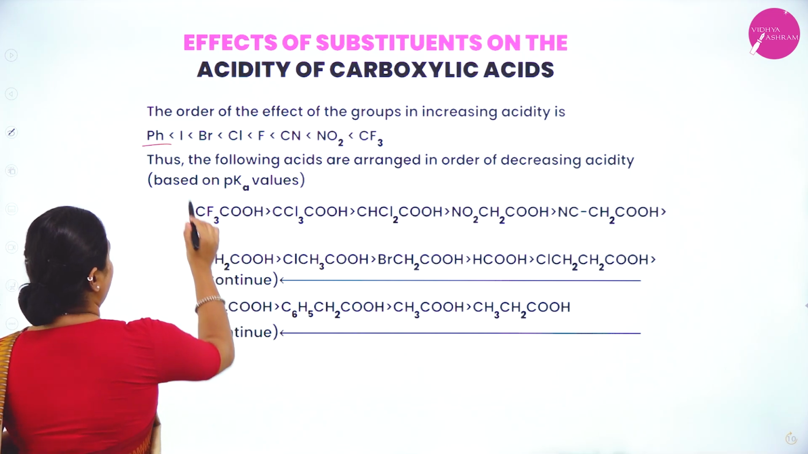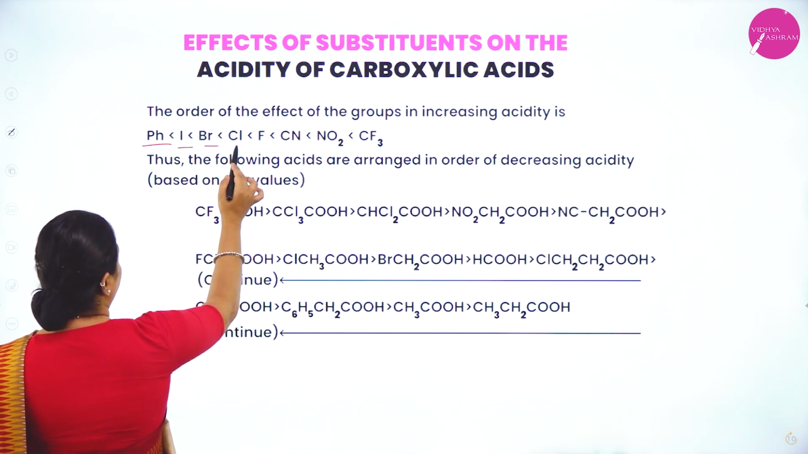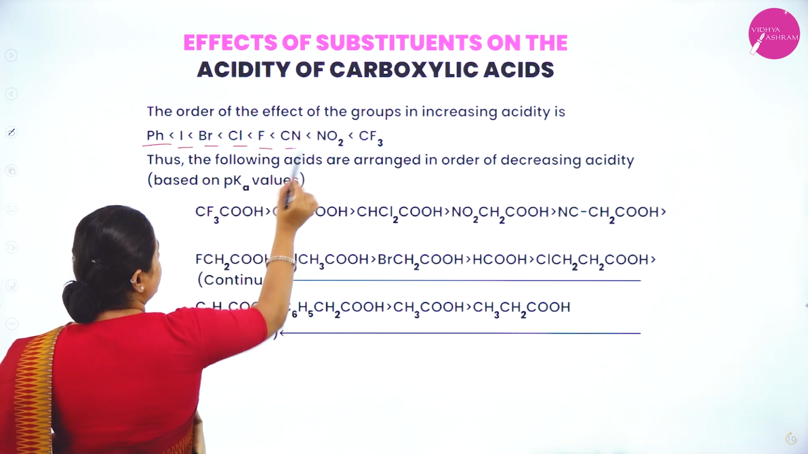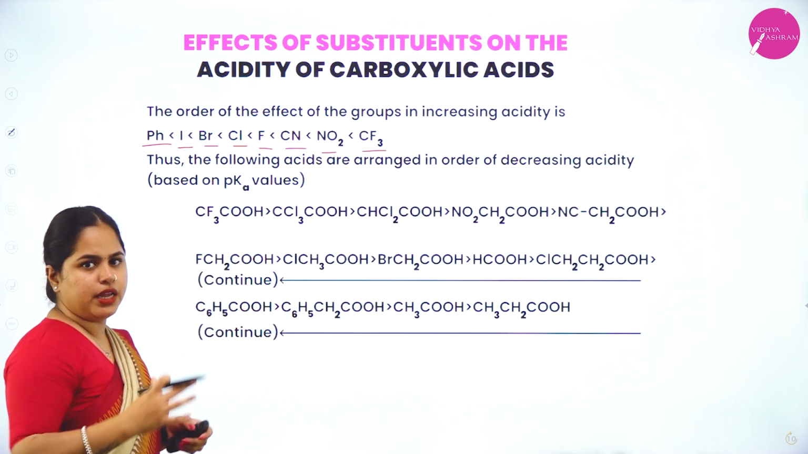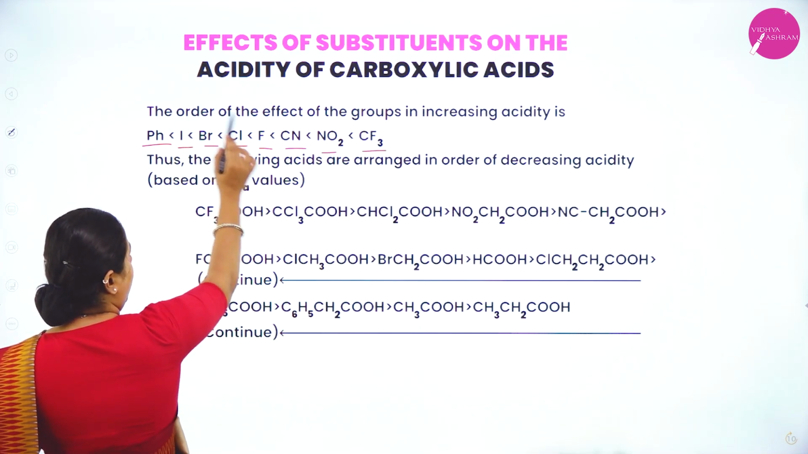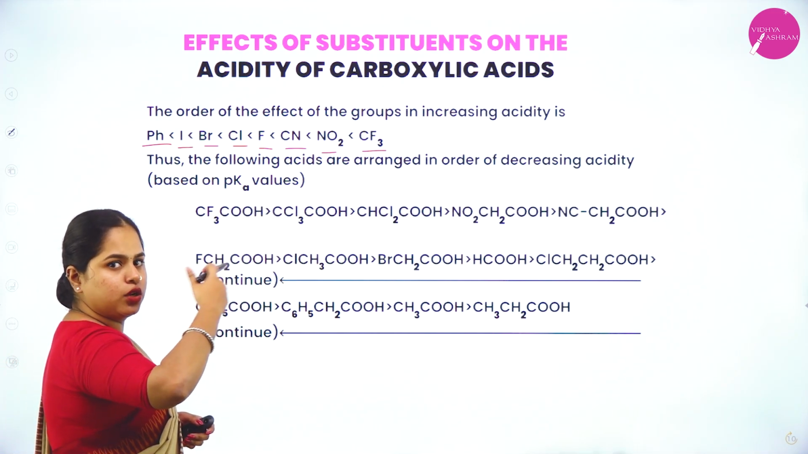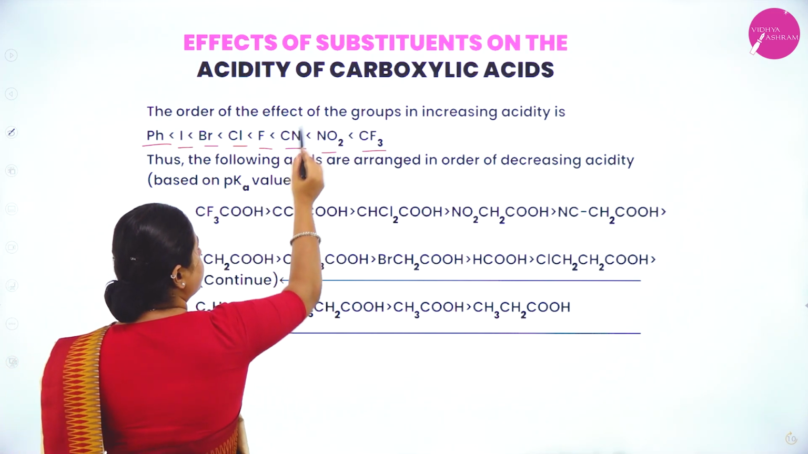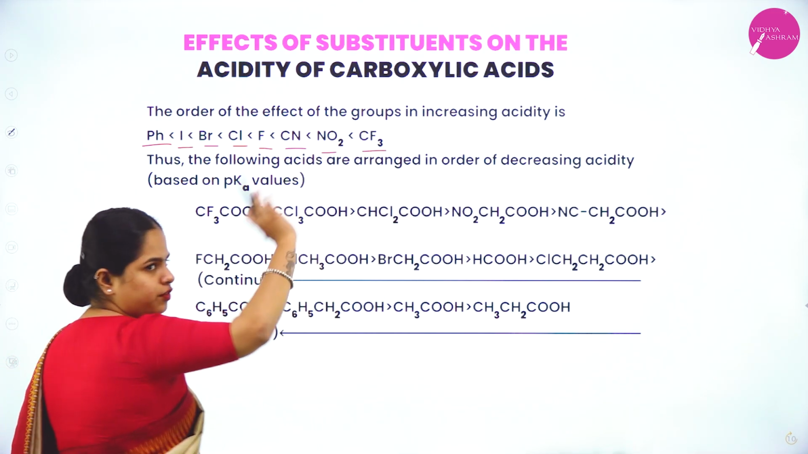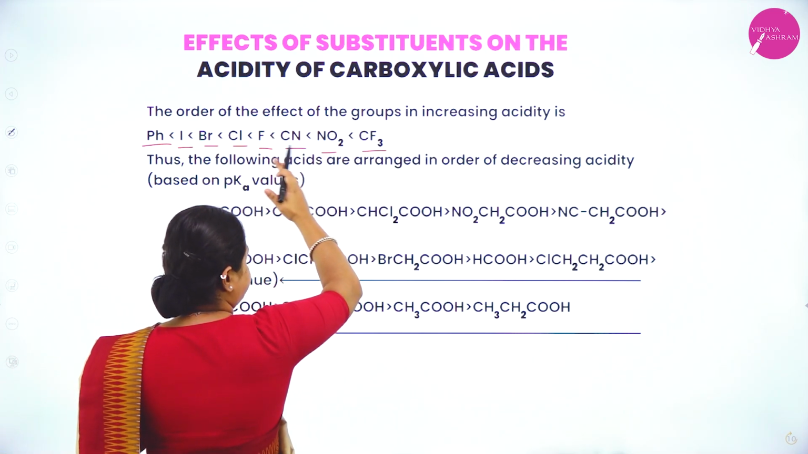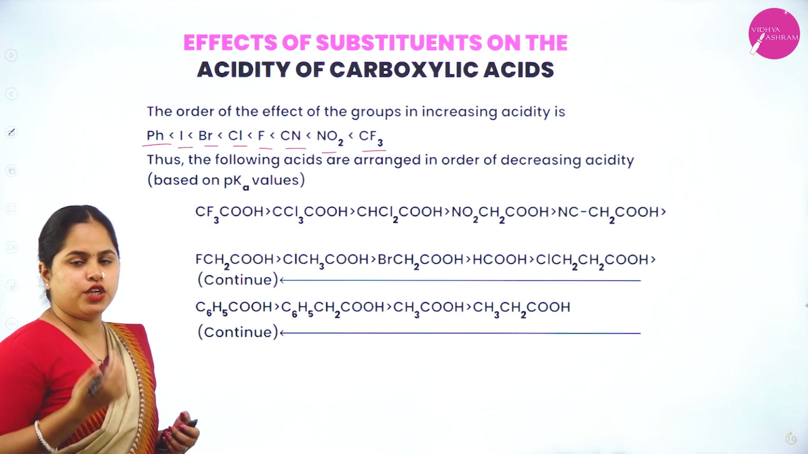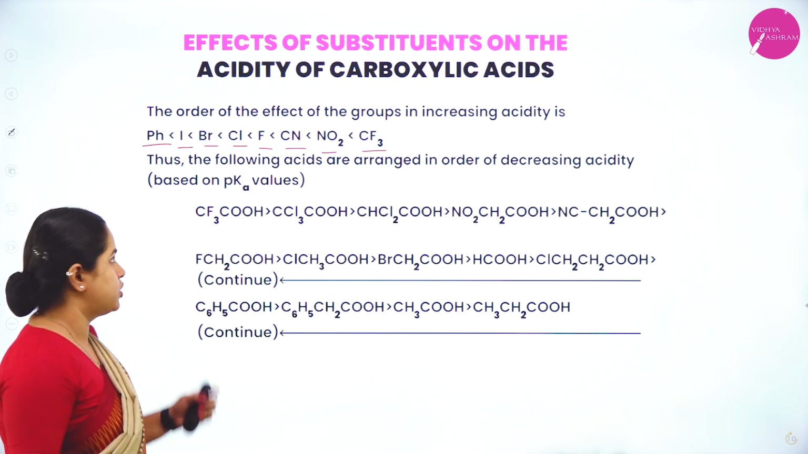Now, the order of the effect of groups in increasing acidity is: you have phenyl, which is least acidic. Then you have the halogens, that is iodine, bromine, chlorine, fluorine, and then you have cyano, CN, then you have nitro, then you have CF3. So comparing all this, you can see all of these on the left are electron donating groups, right? And you have the electron withdrawing groups like nitro, CF3, all towards the end. So if you have nitro or cyano groups present in your carboxylic acid, they will be more acidic. So this is the order.